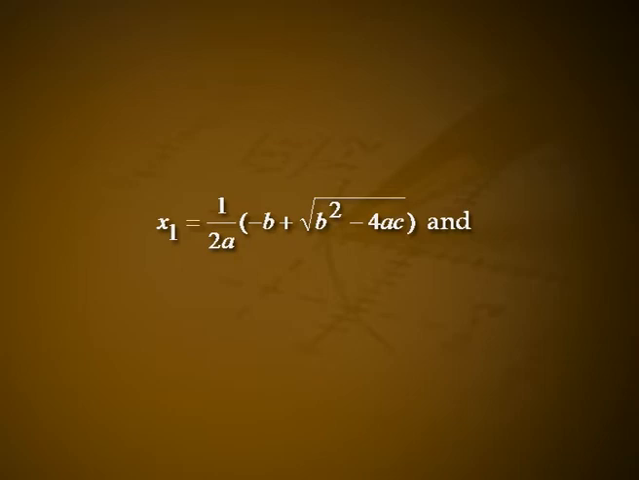A formula for the roots x1, x2 of a quadratic equation ax² + bx + c = 0 is x1 = (1/2a)(-b + √(b² - 4ac)) and x2 = (1/2a)(-b - √(b² - 4ac)).